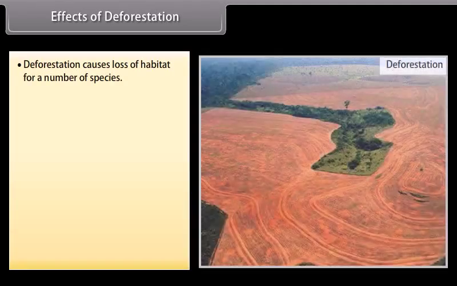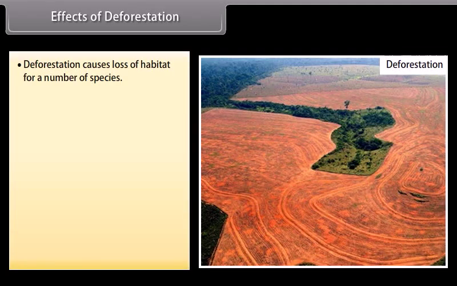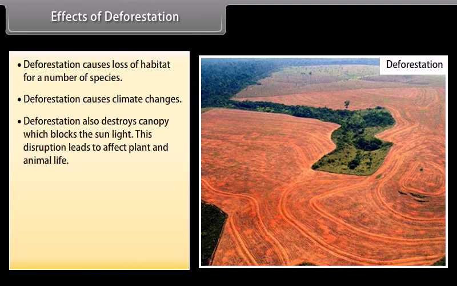Effects of deforestation. Deforestation causes loss of habitat for a number of species. Deforestation causes climate changes. Deforestation also destroys the canopy which blocks the sunlight. This disruption affects plant and animal life. Deforestation leads to destruction of flora and fauna.